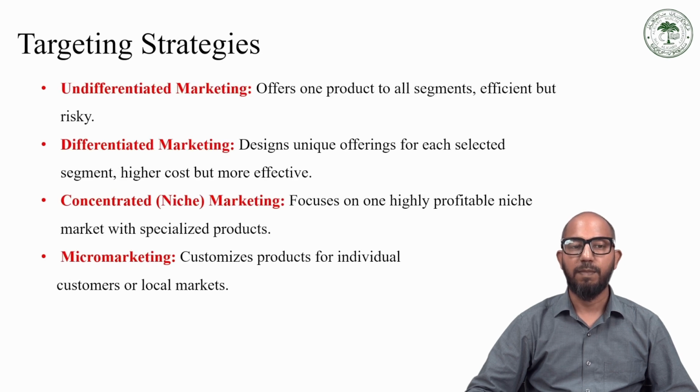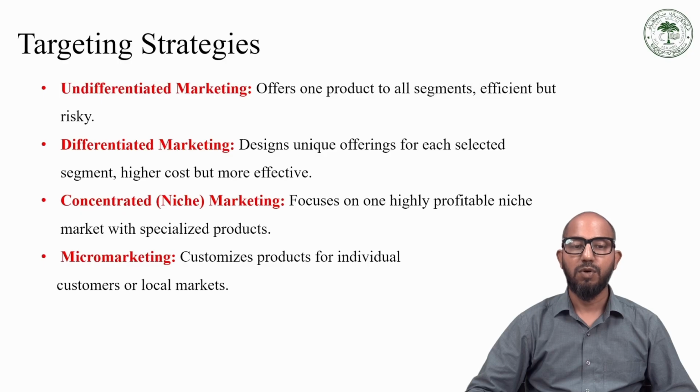Let us now talk about the targeting strategies. What are the different strategies that can be adopted by businesses and exporters to target consumers? The first is undifferentiated marketing. This type of marketing offers one product to all segments. This way is efficient, but it is risky as well. The second is differentiated marketing. This marketing is characterized by designing unique offerings for each selected segment. Here, the cost is higher, but this is more effective in terms of sales volume.